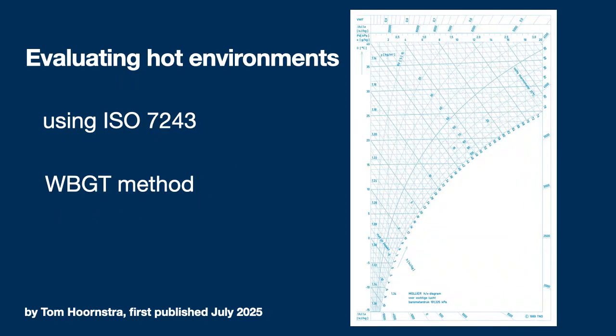Evaluating hot environments using ISO 7243, which makes use of the wet bulb global temperature method. Working in hot environments may be bad for somebody's health, and what is acceptable, we will find out. We'll make use of the Mollier diagram for moist air to clarify some of the data.